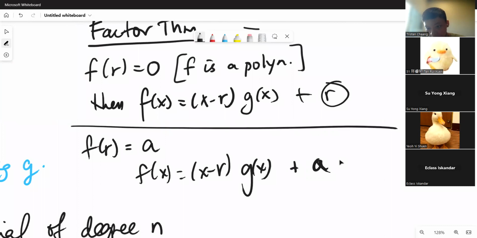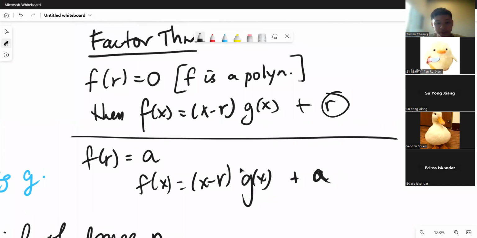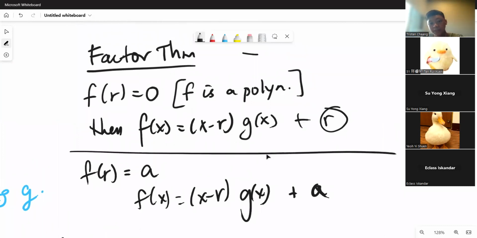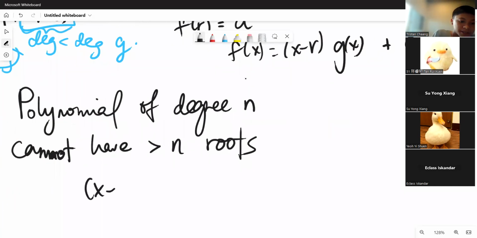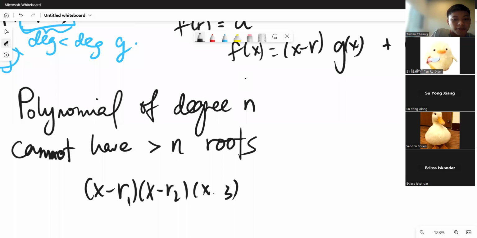Yeah, exactly. Thank you. So x minus r, not x minus r1. So if there's a root, I can factor it out. If there's a second root, I can factor it out again. So in the end, you must have x minus r1, the first root, x minus r2, x minus r3. And we keep factoring until we cannot have any roots anymore.